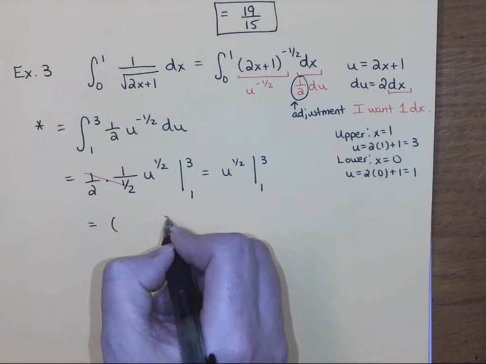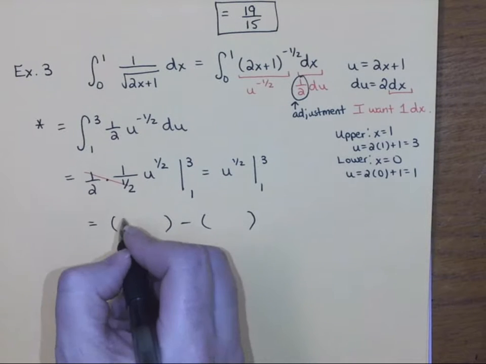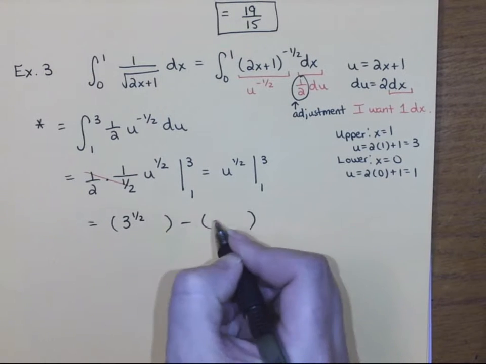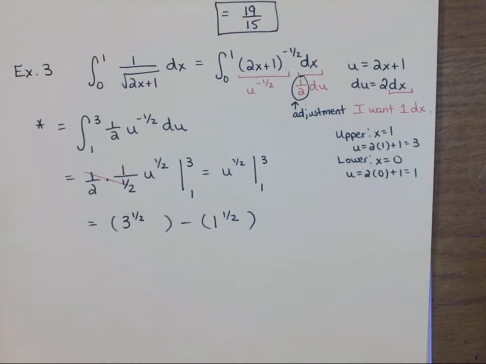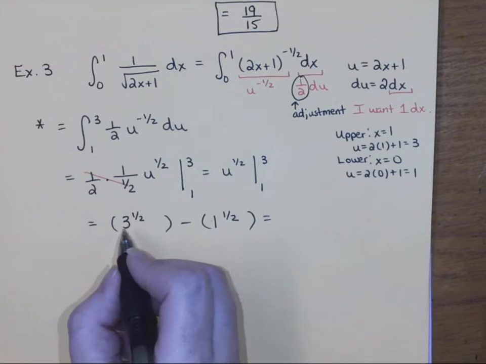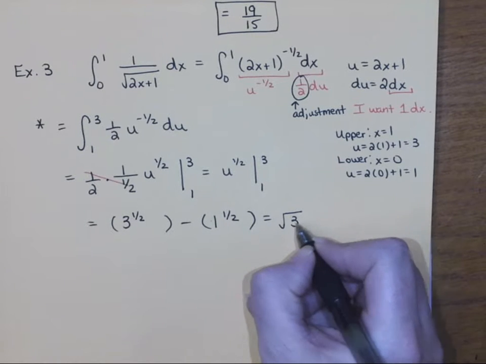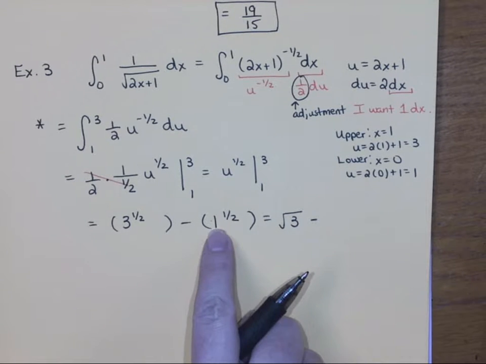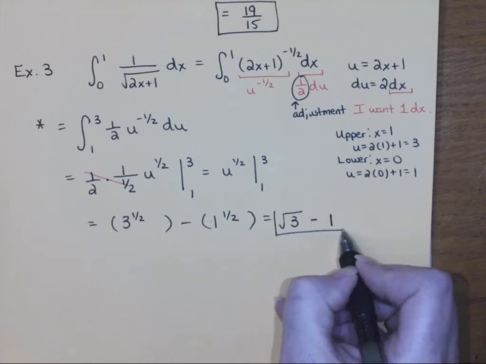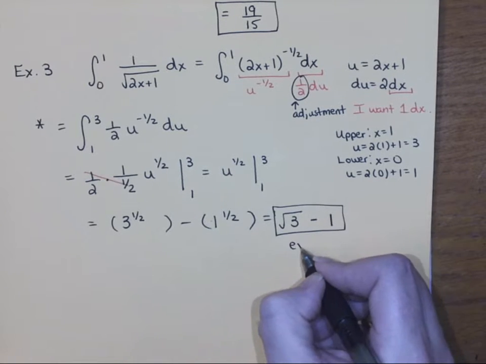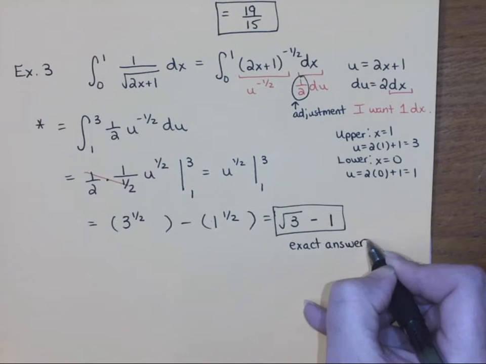Okay, so let's go ahead and plug this in. We want the first thing plugged in, and then subtract the second thing plugged in. Okay, so notice, something to the 1/2 power, this would just be square root of 3 minus square root of 1. Well, square root of 1 is just itself. So this is the exact answer. This is the answer that I'm going to want.